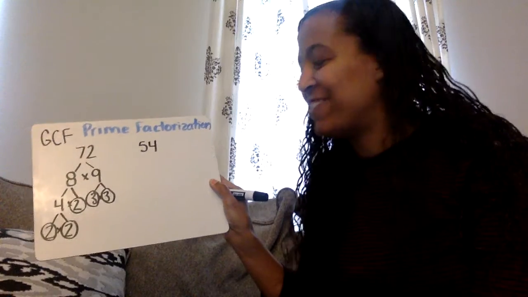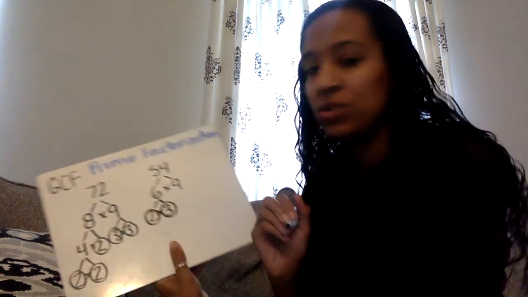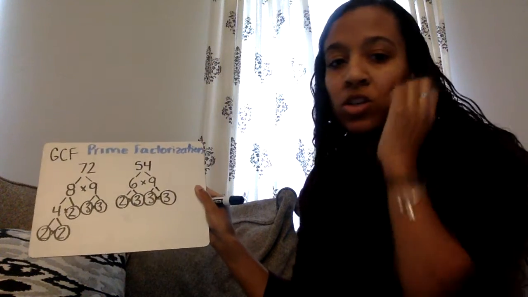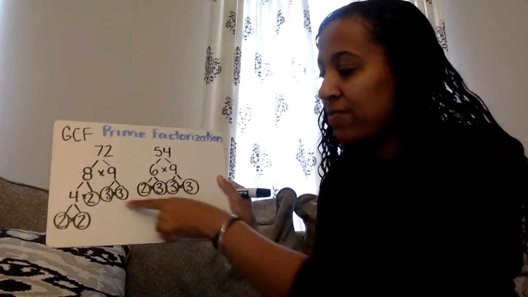All right, now for 54. I know 6 times 9. Keep factoring. 2 times 3. 3 times 3. So step 1, I found the prime factors of both numbers.